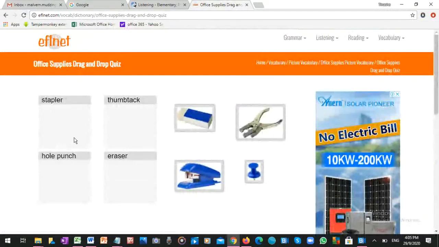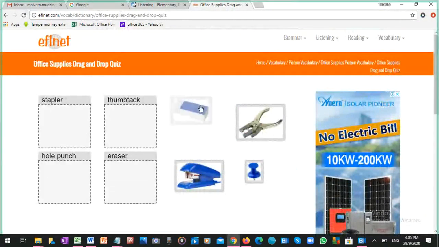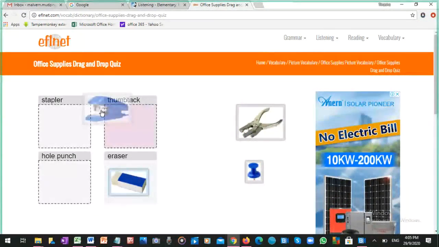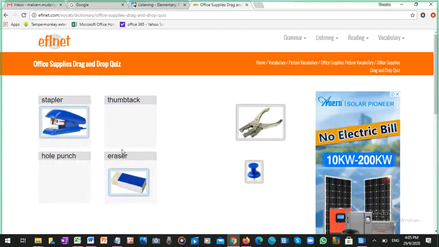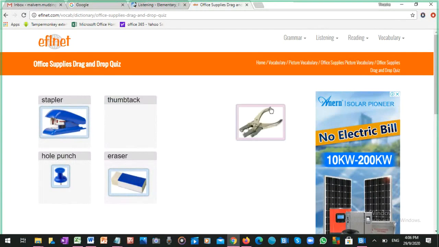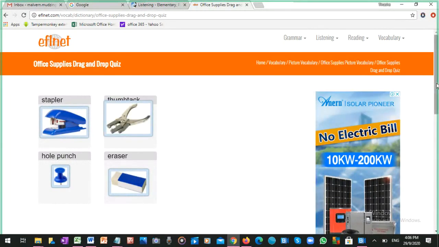Okay, so the first thing that we have here is an eraser. Eraser. Well done. And this is a stapler. Stapler. Well done. And this is a hole punch. Hole punch. Well done. And this is a thumbtack. Thumbtack.